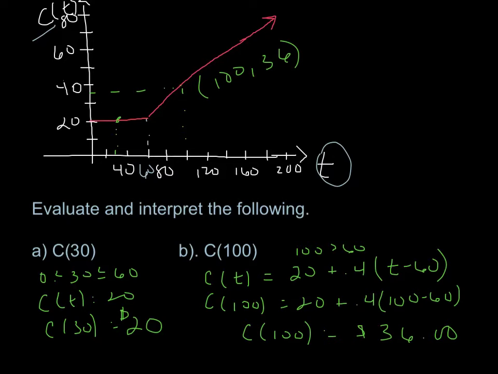So just looking at a piece function, the value that you're using for your input determines which piece of the function you're going to use to evaluate it.